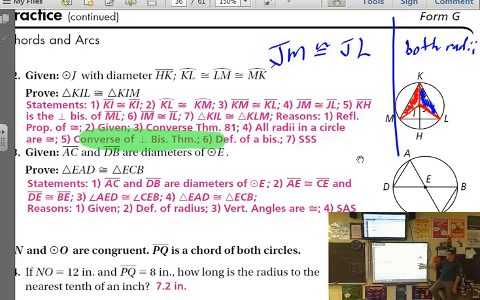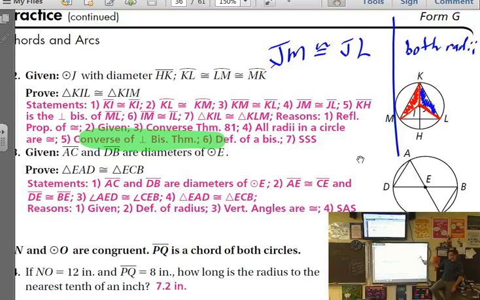But when we look at the reasons they give, like reflective property, a given, a converse of a theorem, all radii. So this is your all radii are congruent. So both radii, you could say all radii are congruent, whatever. We have all the theorems we've learned. You don't need to know numbers. You just need to state what they're saying.